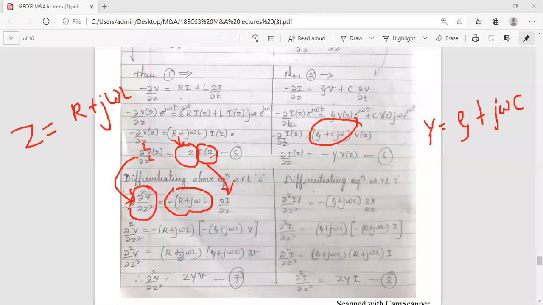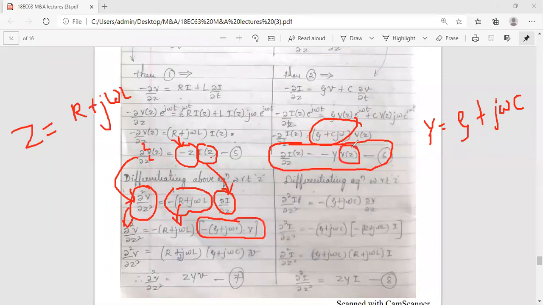Let us complete this first. So the LHS, keep it as it is. Instead of dou I by dou z, we have already got it from equation 6, dou I by dou z itself, which is minus Y V of z. So I am writing minus Y, the admittance, G plus j omega C, into V of z. Instead of V of z and I of z, I can simply take I and V. I have written V because the LHS also has a simple V.